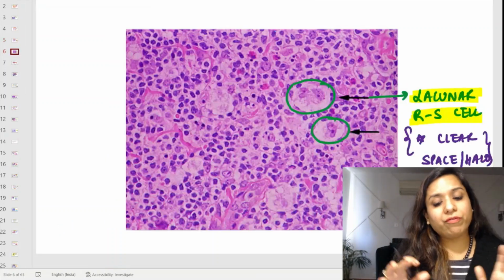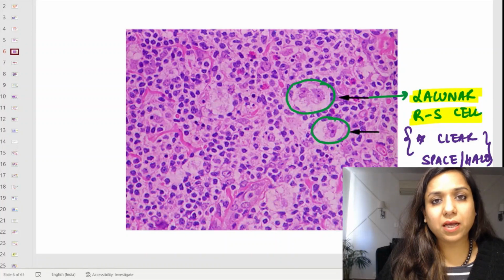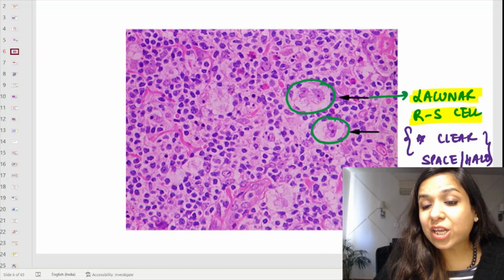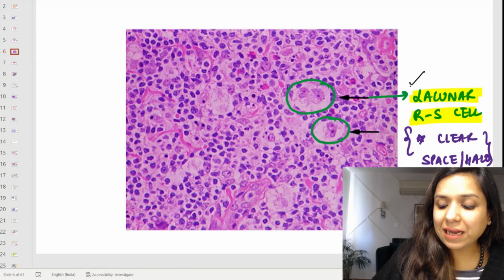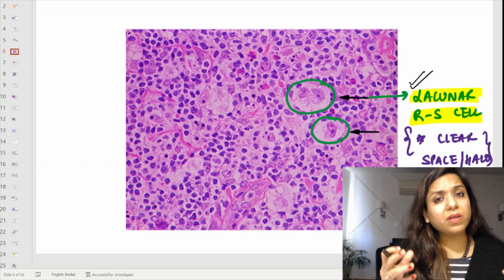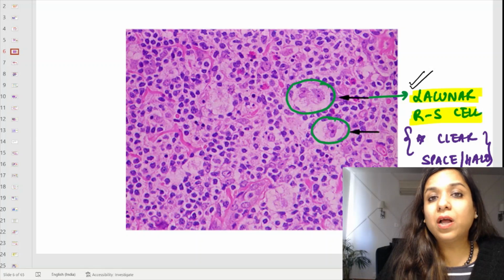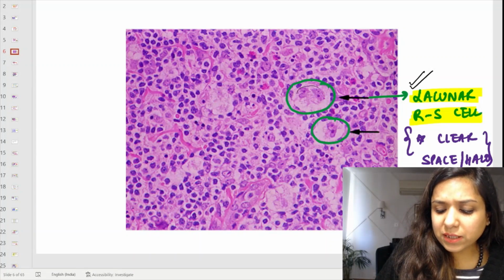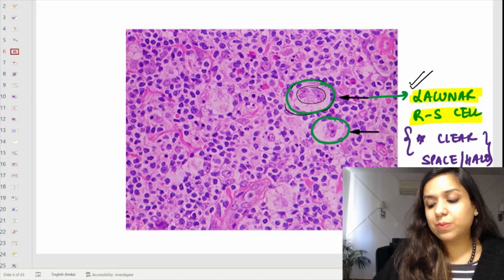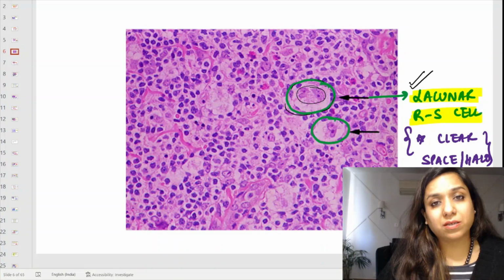Let's move to a variant of this Reed-Sternberg cell, which is called the lacunar Reed-Sternberg cell. What do you mean by a lacuna? A lacuna is an empty space, right? Here, can you see there is a cell and then there is an empty space around it? So that is why this is called a lacunar Reed-Sternberg cell.